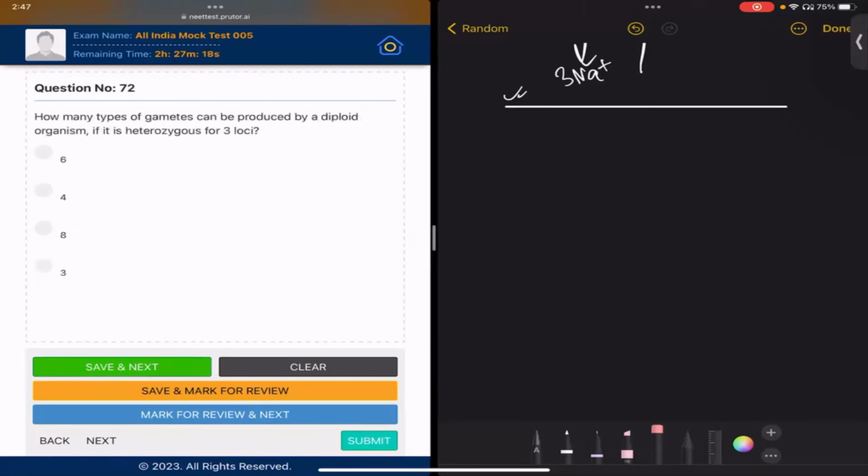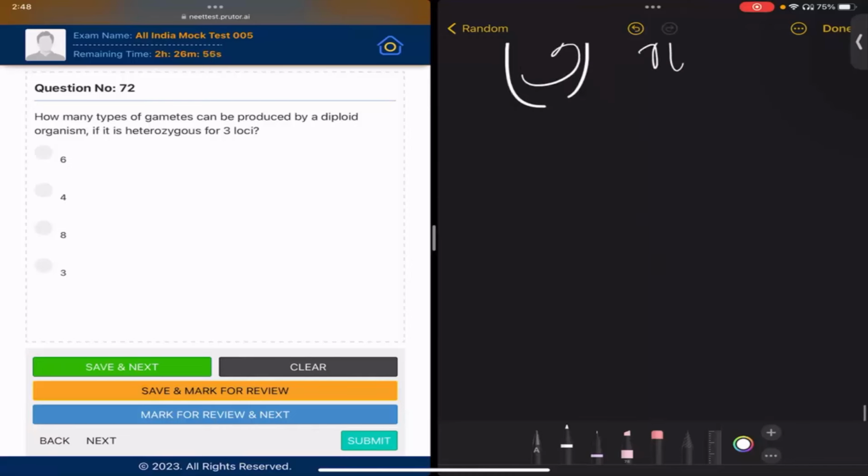How many type of gametes can be produced by diploid organism if it is heterozygous for 3 loci? So जितना भी loci के लिए heterozygous होगा, types of gamete के लिए हम लोग to the power n कर देते हैं बस. Let me recall. या फिर we can see heterozygous में अगर हम लोग ऐसा बना दें AA BB CC. ठीक है, I am not remembering the formula exactly, but gametes बना के देख सकते हैं हम लोग.